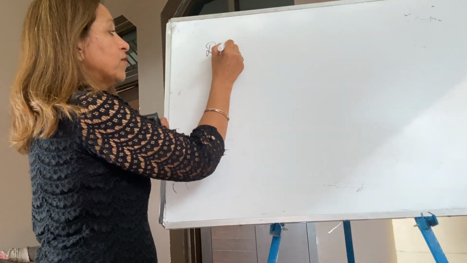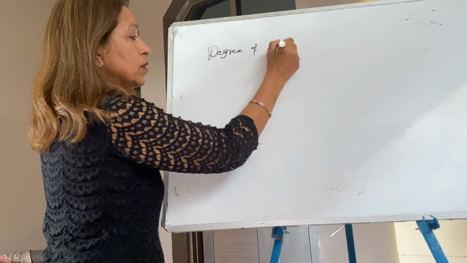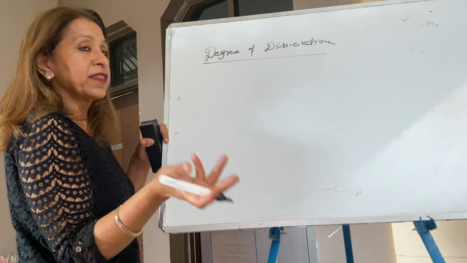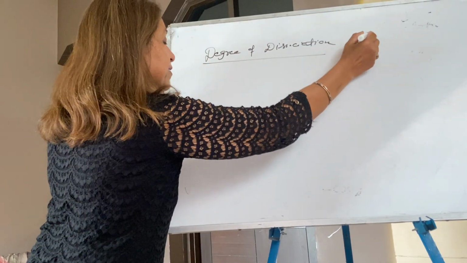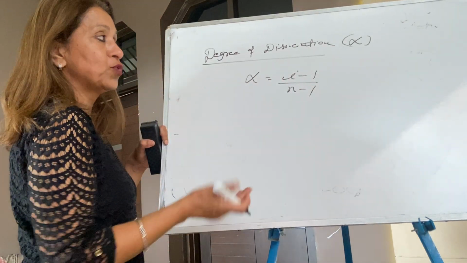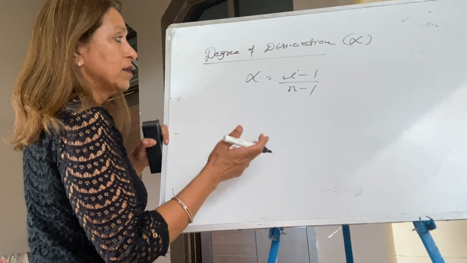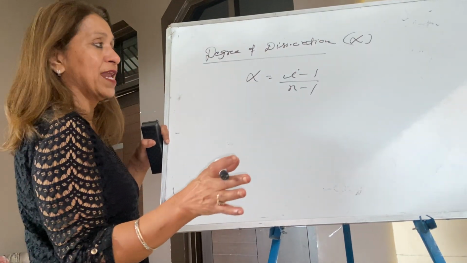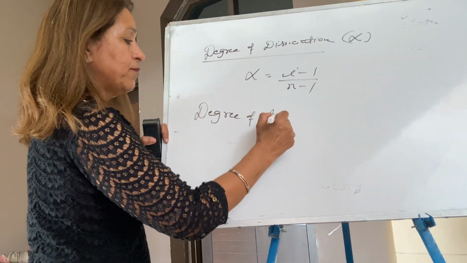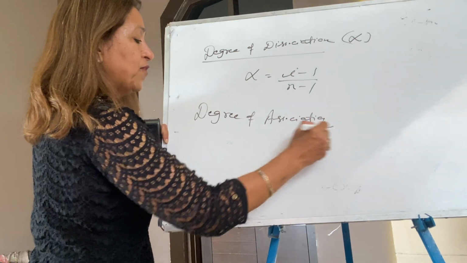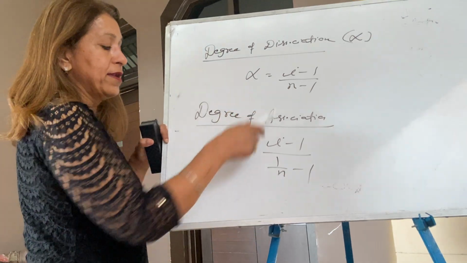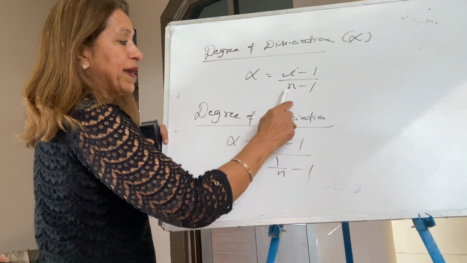Now write down degree of dissociation. You may directly learn the formula. Degree of dissociation is represented by alpha. So alpha is equal to (i minus 1) by (n minus 1). You can learn this formula. There is a little bit of derivation which is not in your syllabus, but I will take it soon. If the degree of association comes, it is again alpha. Alpha is equal to (i minus 1) by (1 upon n minus 1).